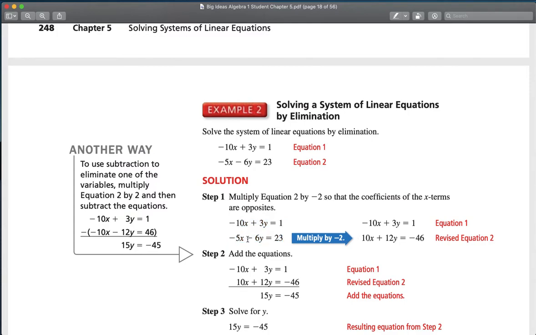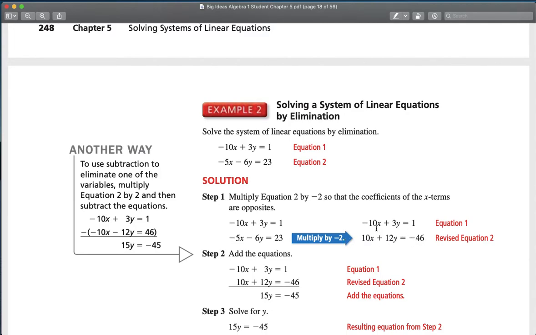But here, what do we get? -6 times -2. Negative times negative makes a positive. 2 times 6 is 12. Now, -2 times 23. Well, we're doubling 23. We know that if we double 23, we get 46, and we just have one negative, so we get -46.